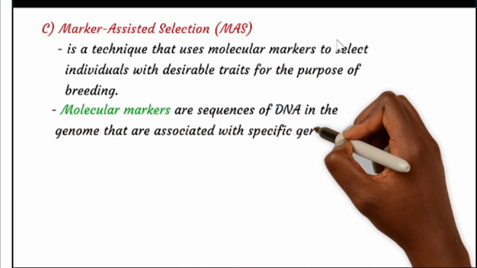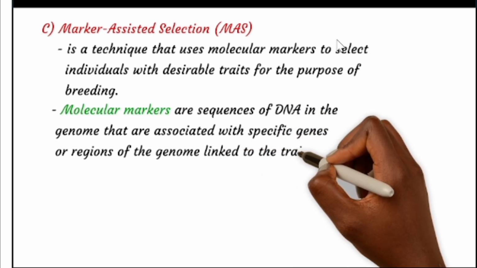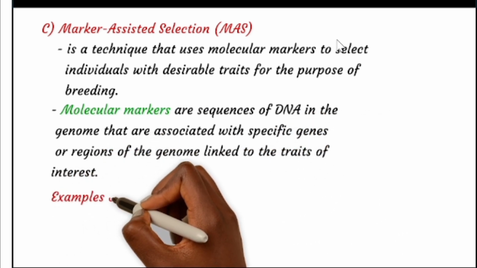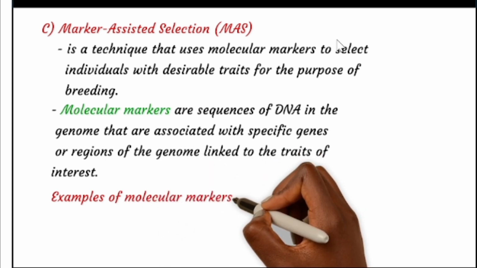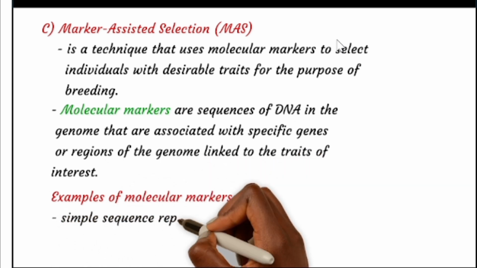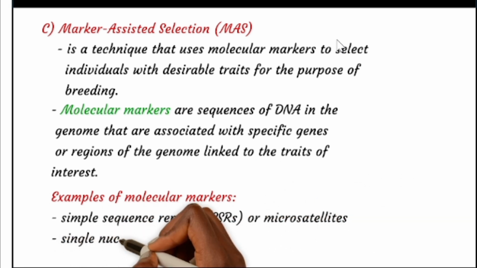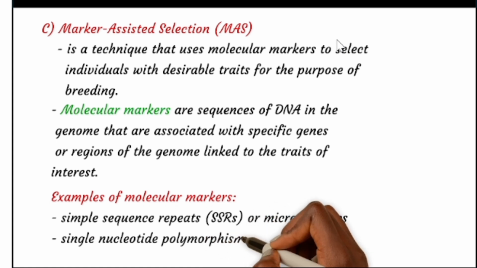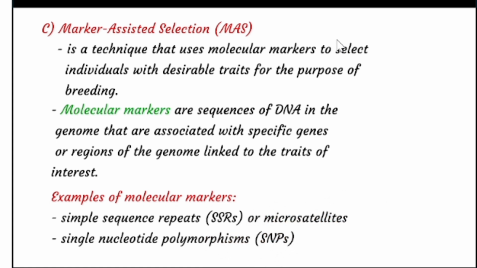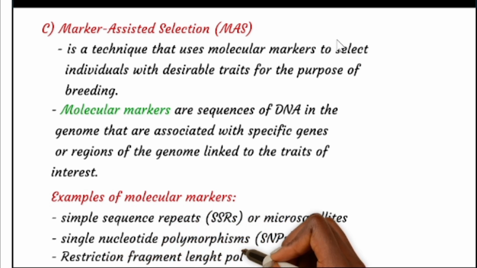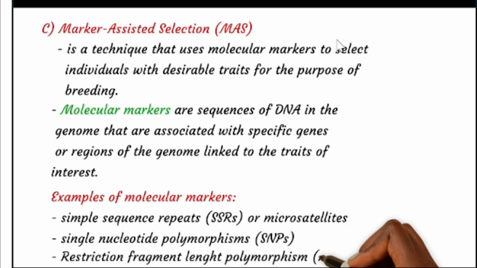Molecular markers are sequences of DNA in the genome that are associated with specific genes or regions of the genome linked to the traits of interest. Examples include microsatellites, or what we call simple sequence repeats, SSRs, and single nucleotide polymorphisms, which we shorten as SNPs. We also have restriction fragment length polymorphism, that is RFLP. So these are common examples of molecular markers that are used in marker-assisted selection.